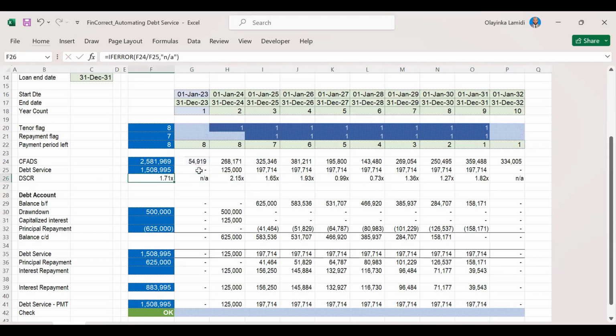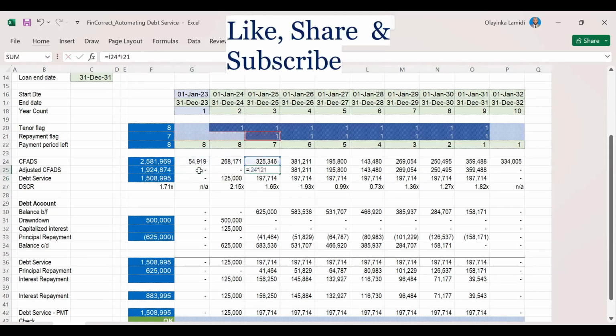So what I just did is to copy. In this period, I have my CFAD during the repayment period. So how do I do that? I need to moderate this formula and drag this down to the adjusted CFAD, then punch enter, fill right, copy and paste this formula here. So what do I have? I have 1.2x. So that means the cash flow of this project can cover the debt service by 1.2x.